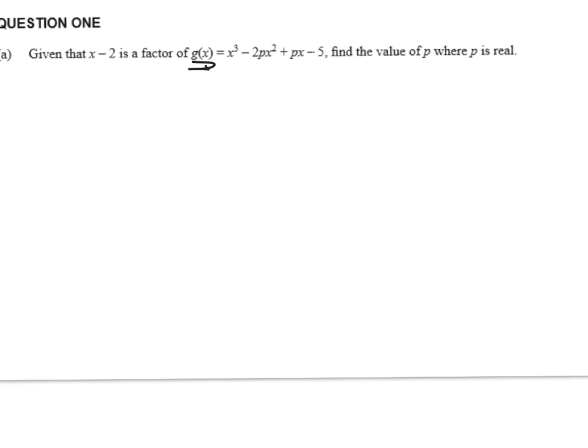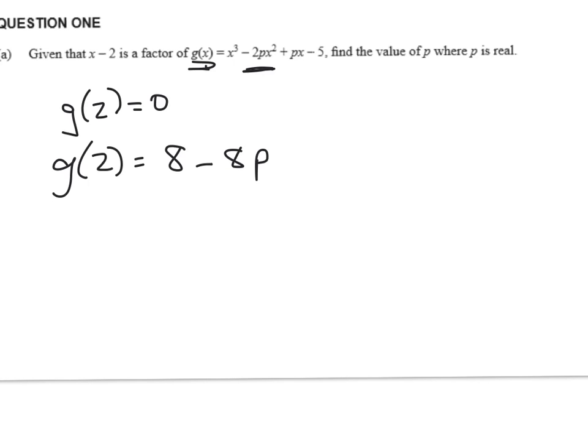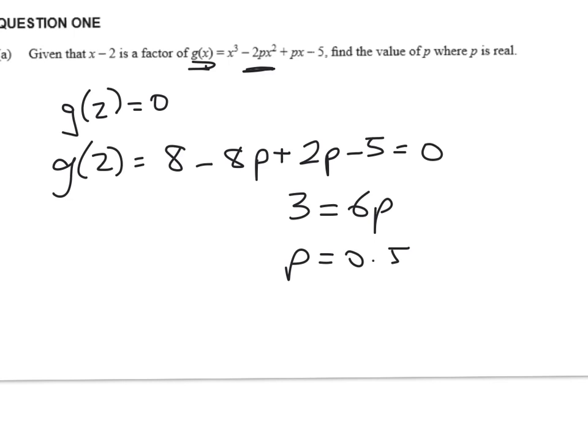real. So if x minus 2 is a factor, that means that g of 2 is equal to 0. So g of 2, just substituting in 2, is equal to 8 minus 2 times p times 2 squared, so minus 8p plus 2p minus 5, so that must equal 0. That gives us 3 is equal to 6p, p is equal to 0.5 or 1/2.